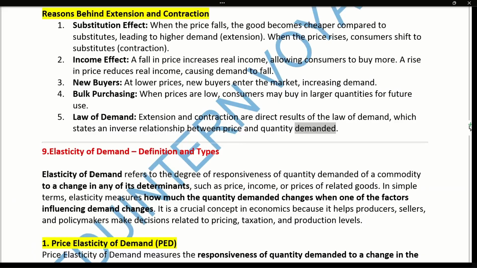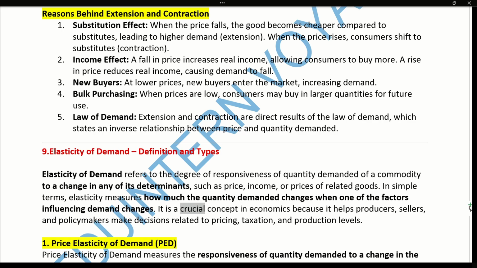9. Elasticity of demand, definition and types. Elasticity of demand refers to the degree of responsiveness of quantity demanded of a commodity to a change in any of its determinants, such as price, income, or prices of related goods. In simple terms, elasticity measures how much the quantity demanded changes when one of the factors influencing demand changes.